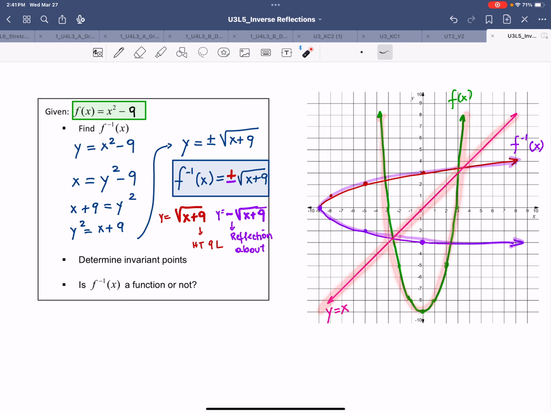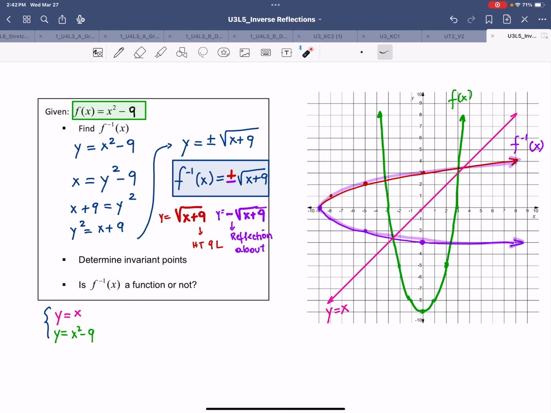So we can look at invariant points as points of intersection between the given function and y equals x, which is a reflection line. So one way of looking at invariant points is as if we are trying to solve the system of equations y equals x and y equals x squared minus 9, which is the given function. And from here on, we can find the point of intersection.